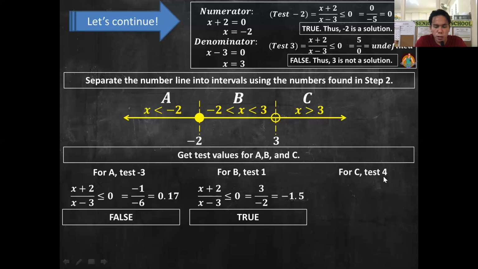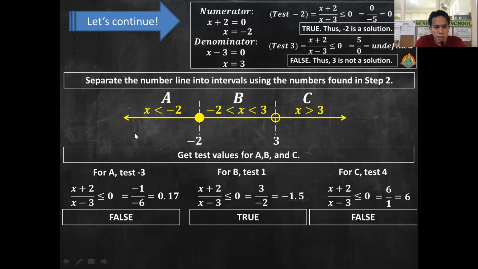For C, we're going to test 4. Okay? So x is greater than 3, so gagamitin natin is 4. So pwede ka rin gumamit ng 5, 6, and so on. So sa example natin, gagamitin natin yung 4. Okay? So change the values of x into 4. So we'll have 4 plus 2 will give us 6. 4 minus 3 is 1. So we'll have 6 over 1. So 6 divided by 1 is 6. So yung 6 ba is less than or equal to 0? Of course, that is false.